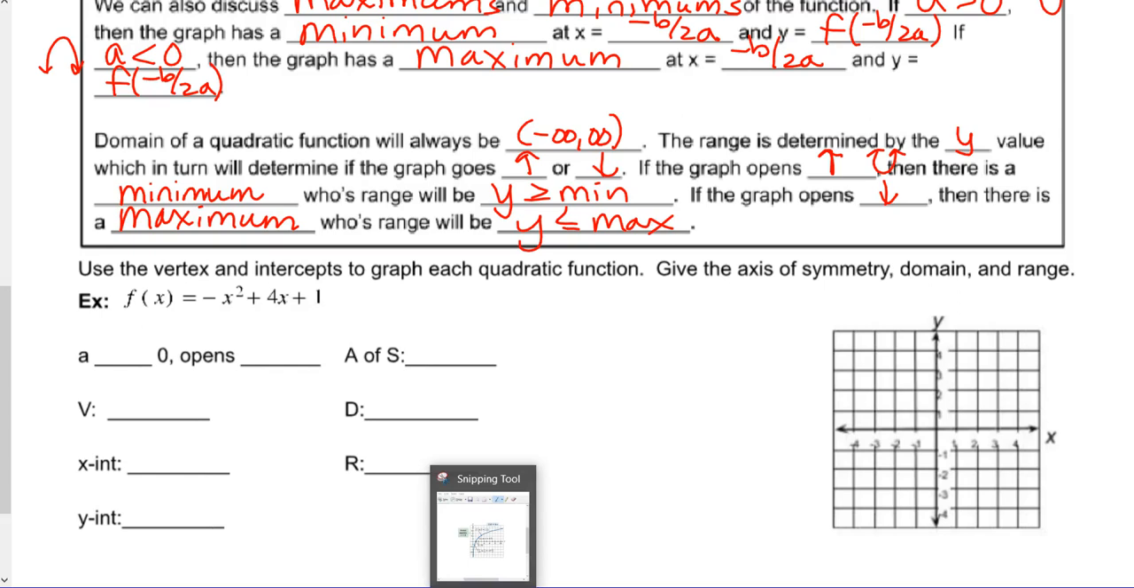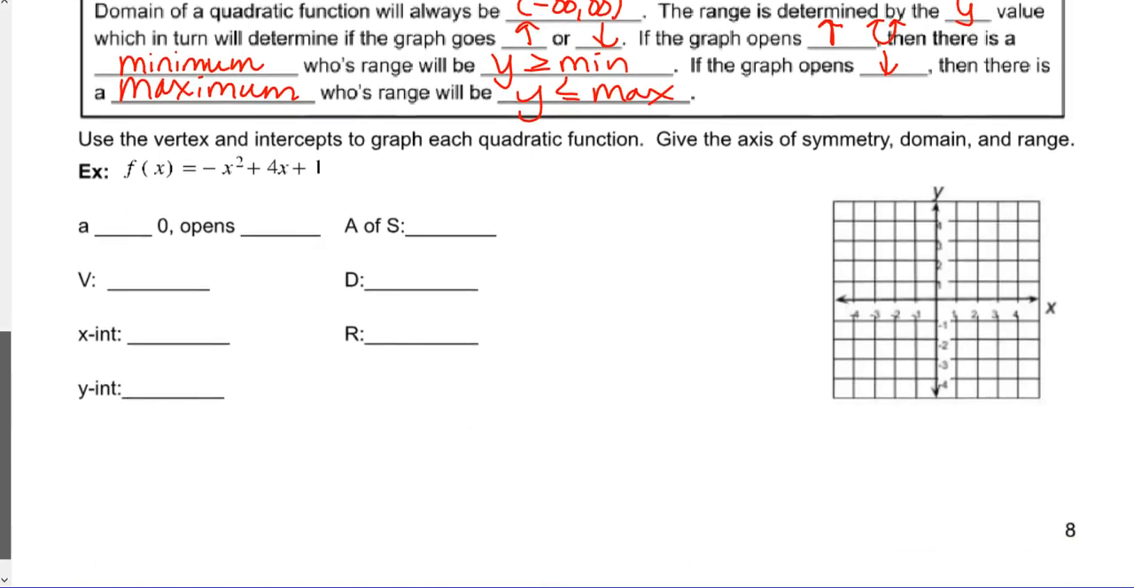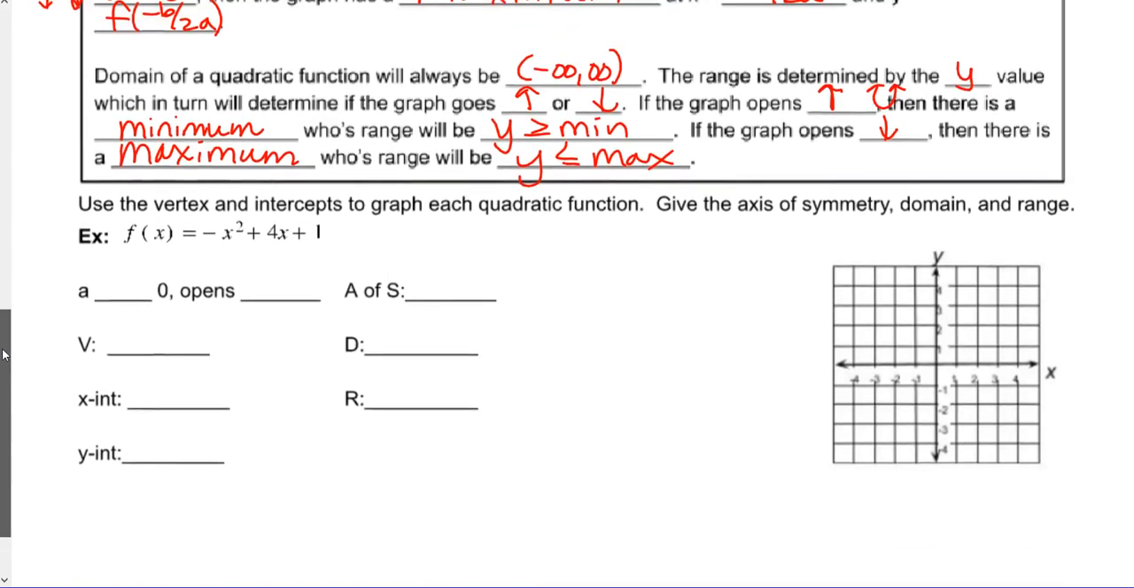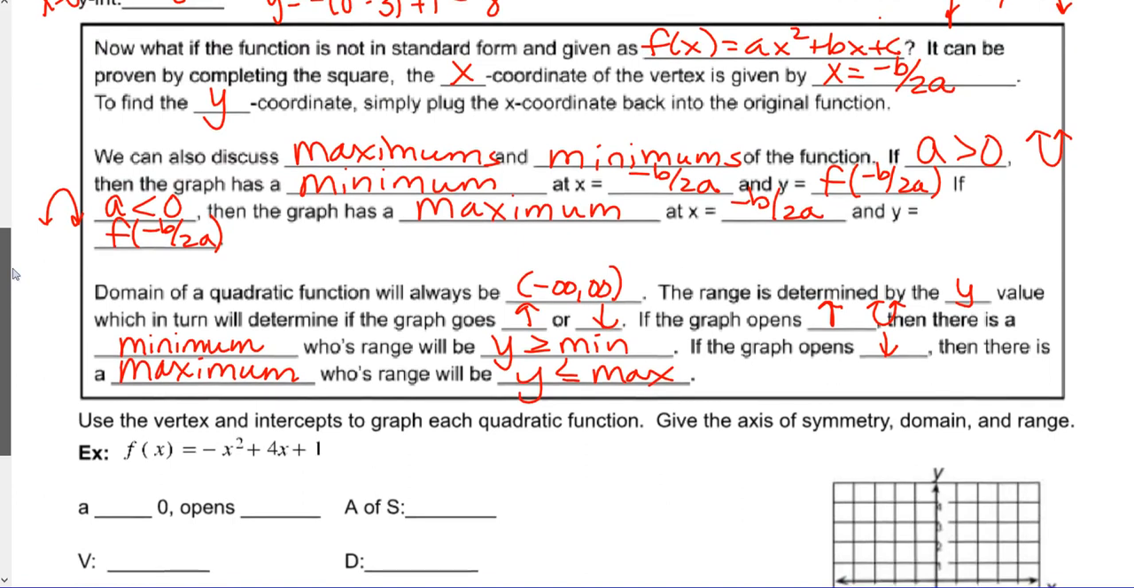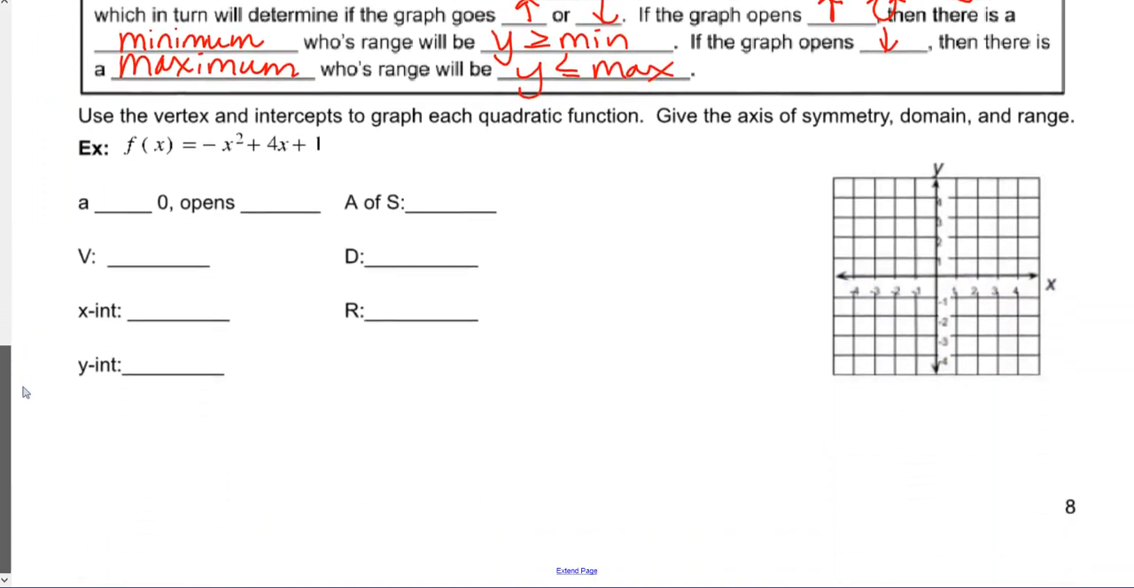Okay? So here we get a function that is in not standard form, it's in general form, what they call it. And we need to determine all these same things with this graph, okay? So we're going to use the vertex and the intercepts to graph each quadratic function, then give the axis of symmetry, domain, and range. Okay, so notice here I have ax squared plus bx plus c. A here is equal to -1. Therefore, a is less than 0. This graph is going to open down.